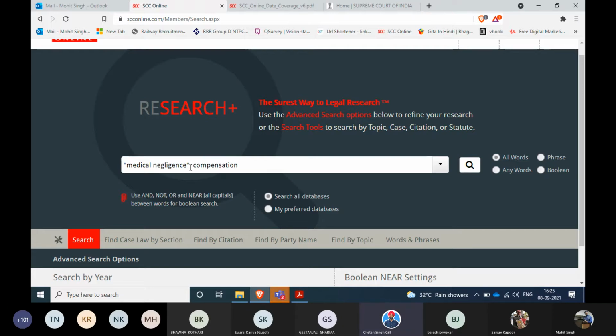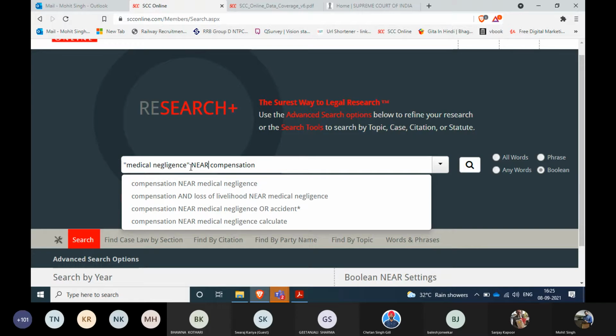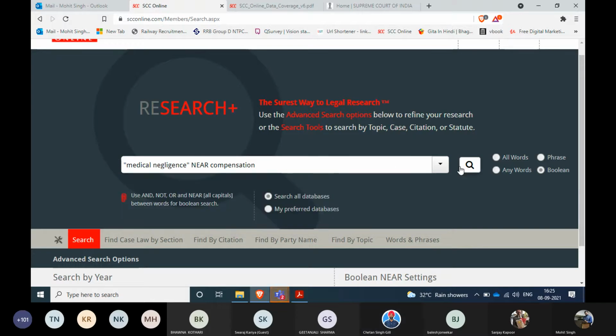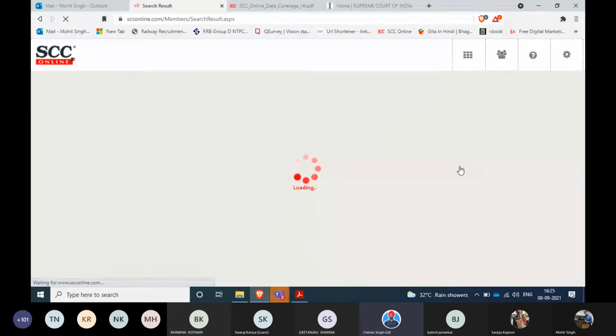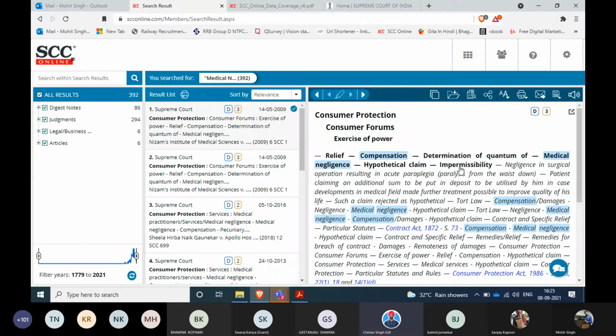So what I want is what I write. I want them near each other. I write the word near in between and start search. That's it. You write the word near in between any of the words that you're looking for, and you start your search. You're good with your search. And there we go. Composition medical negligence comes right over there.